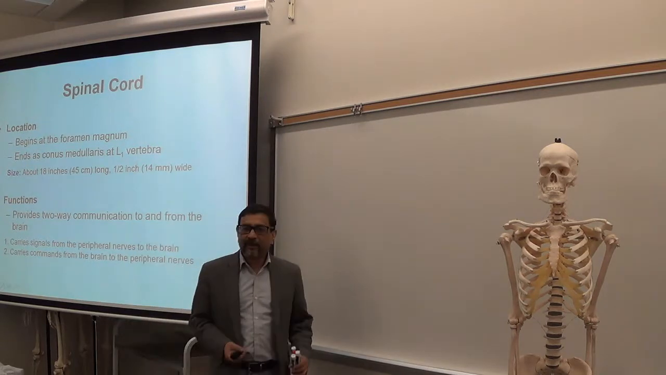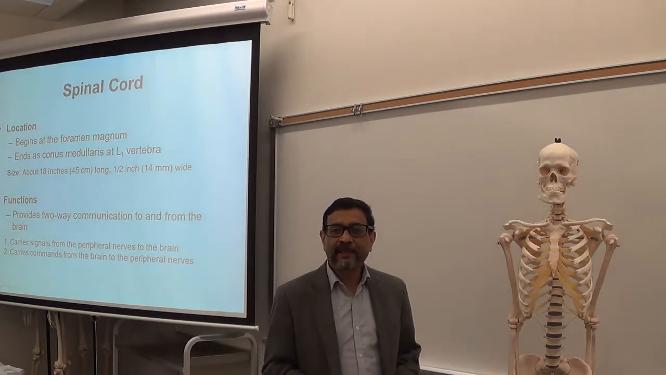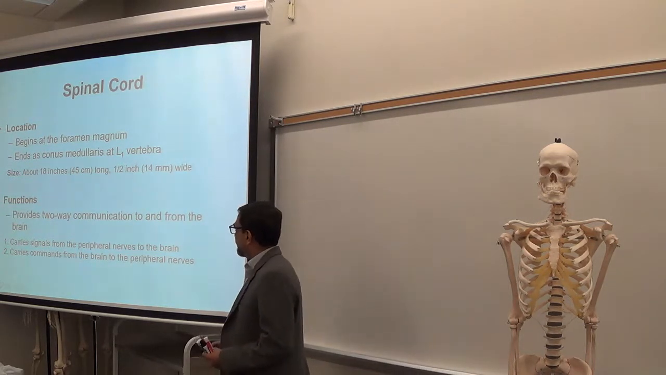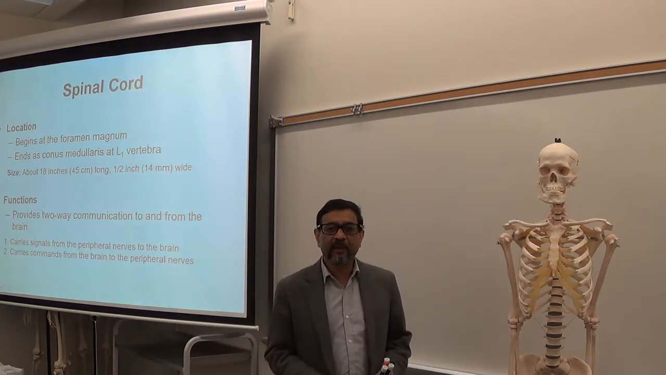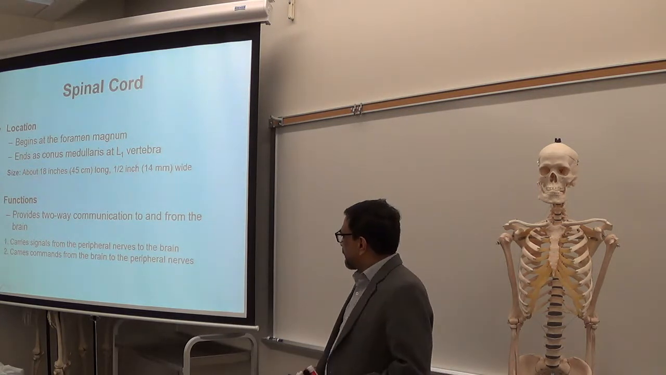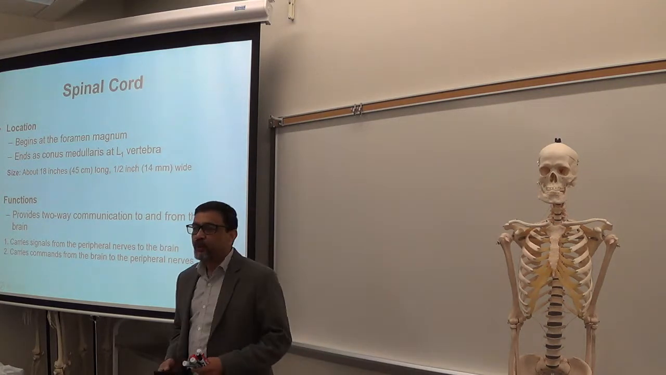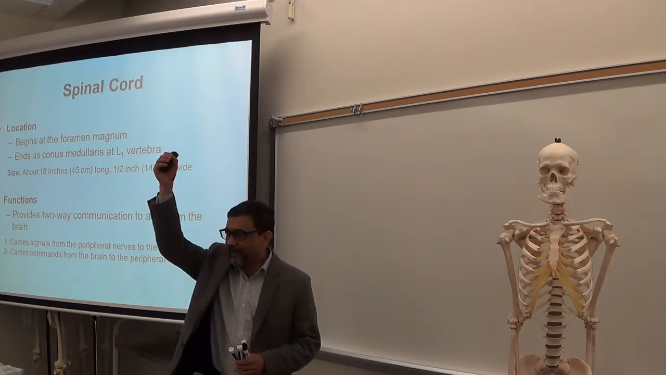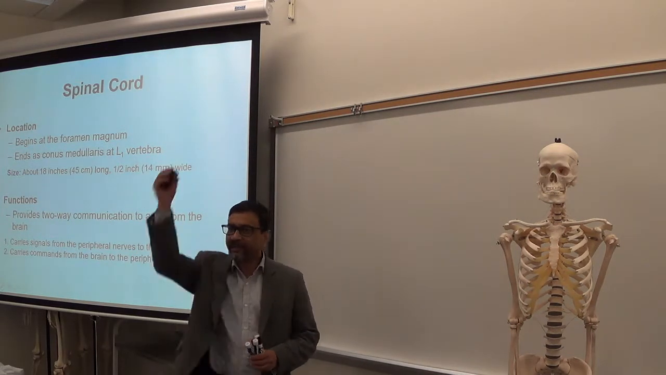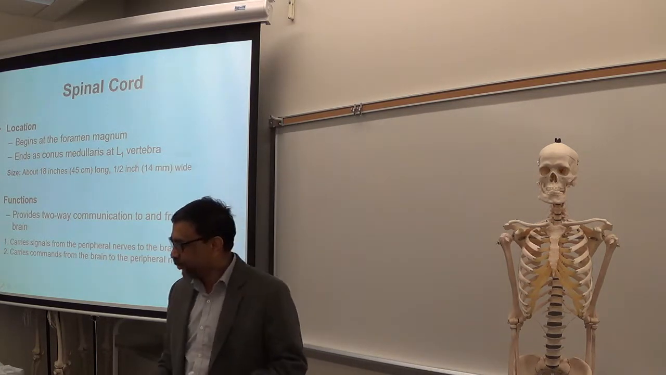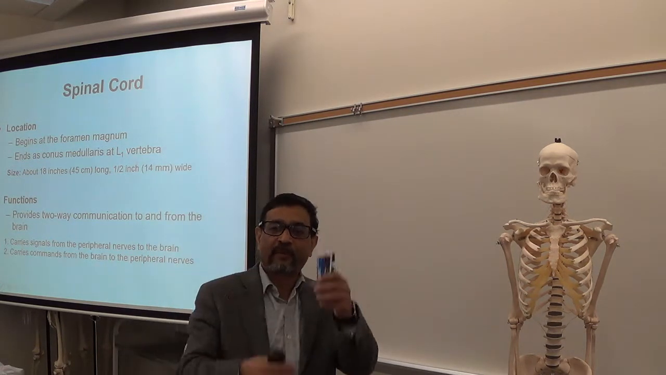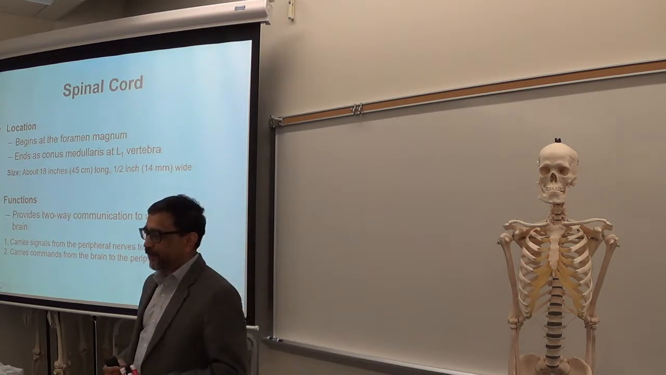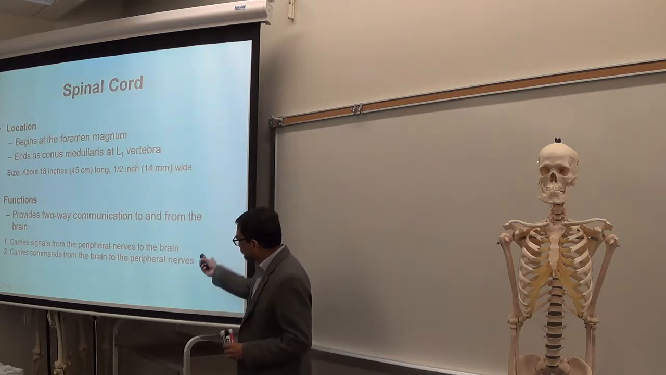Size. The length is about 18 inches. That means 45 centimeter. And half inch or 14 millimeter wide. Function. It provides two ways communication. I have already mentioned, right? Ascending and descending. Remember that? Ascending sensory and descending motor, right? So two types of tracts are present inside the spinal cord. That means two-way communication is the function.